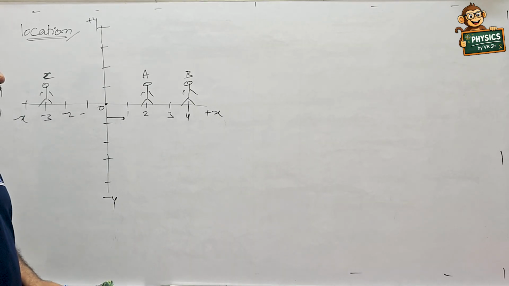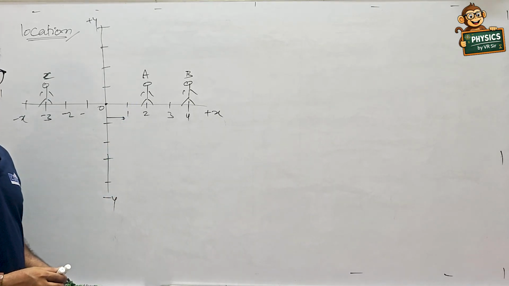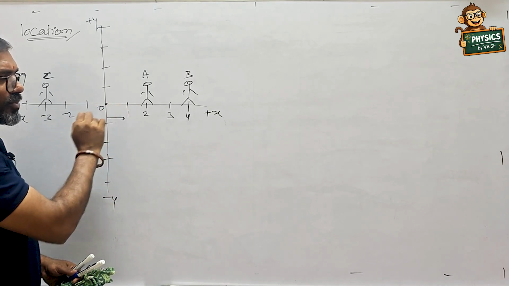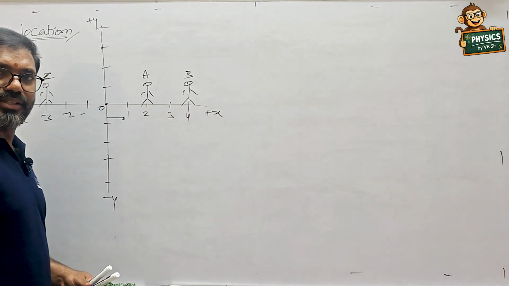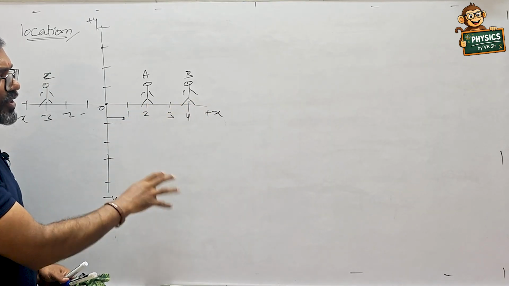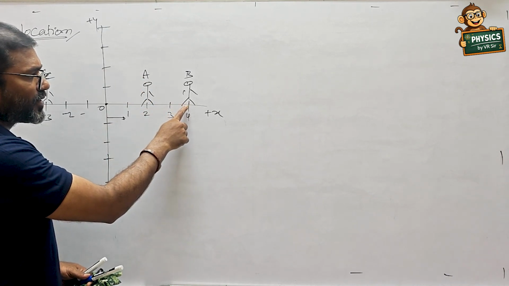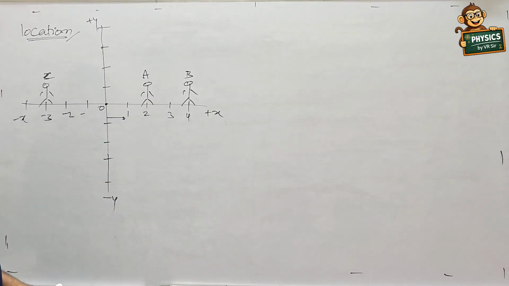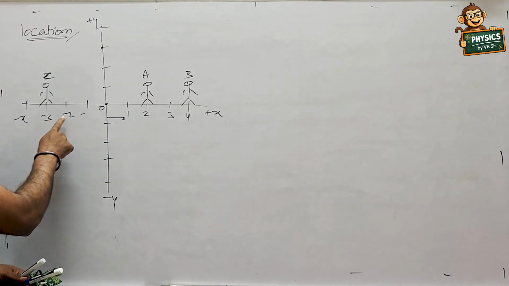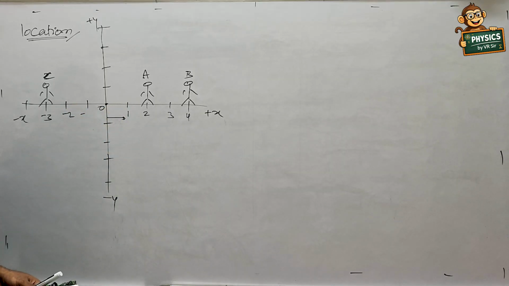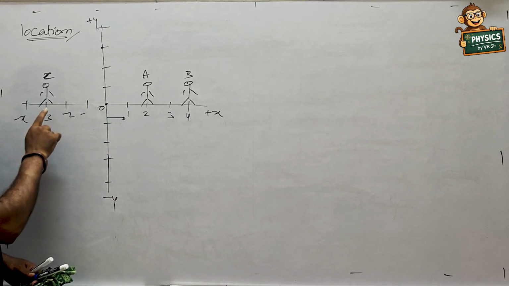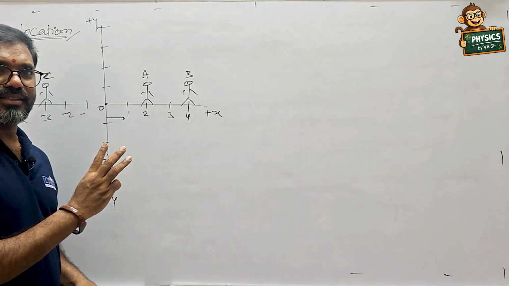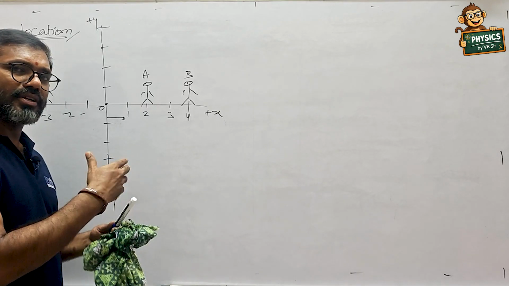If anybody asks you where the location of A is, you can answer that the location of A is 2 units from the origin along the positive x direction. Or one more answer you can give: the location of A is 2 units from B along the negative x direction. Or else one more answer: 1, 2, 3, 4, 5 units from C along the positive x direction. So here we are giving 3 answers, and all 3 are correct.